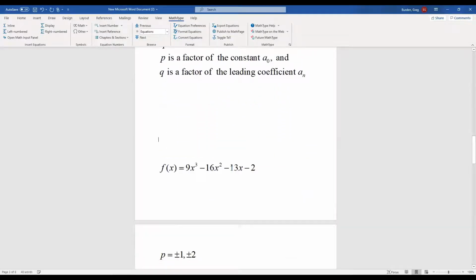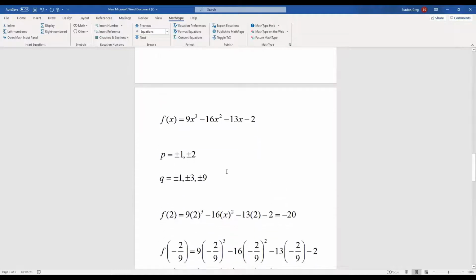So let's look at an example of this. Here I have a function I'm calling f of x, 9x cubed minus 16x squared minus 13x minus 2. The possible choices for p would be plus or minus 1 or plus or minus 2. So p over q, alphabetical, p in the numerator, q in the denominator. The p goes with the last thing, the q goes with the first thing. With practice, that's something you'll remember. I forget it all the time because I don't practice it very often.